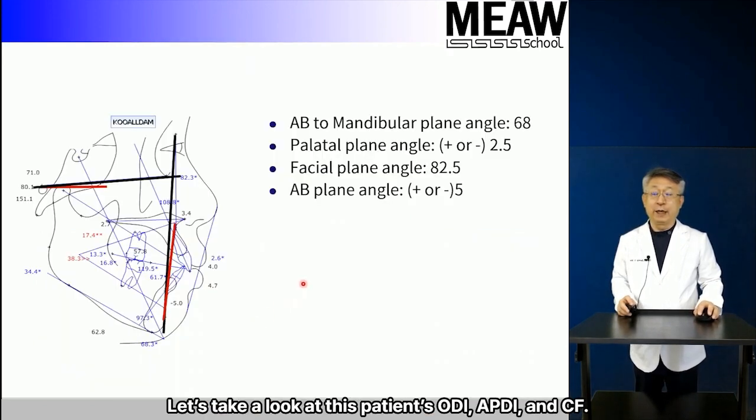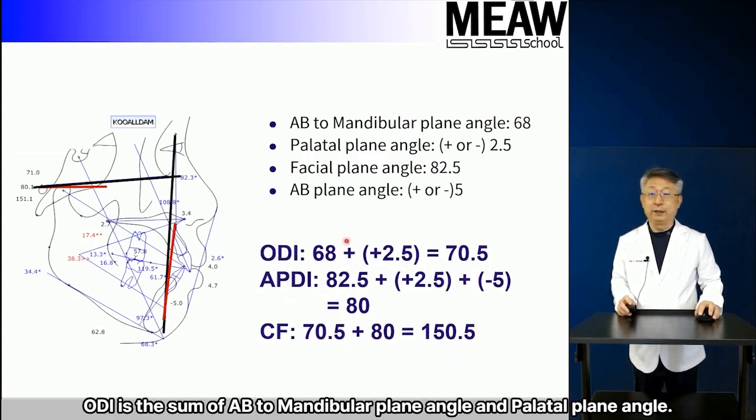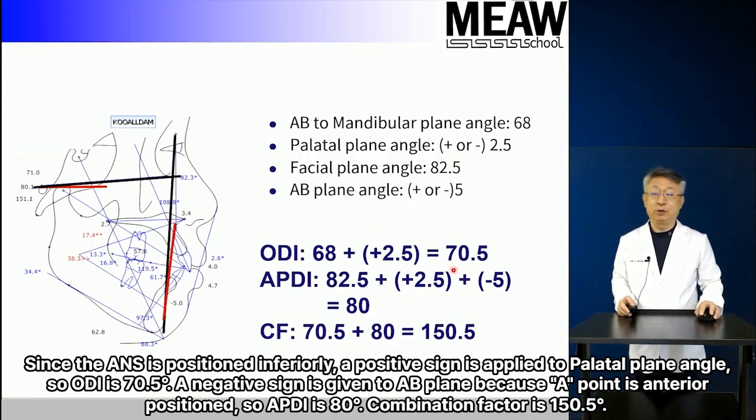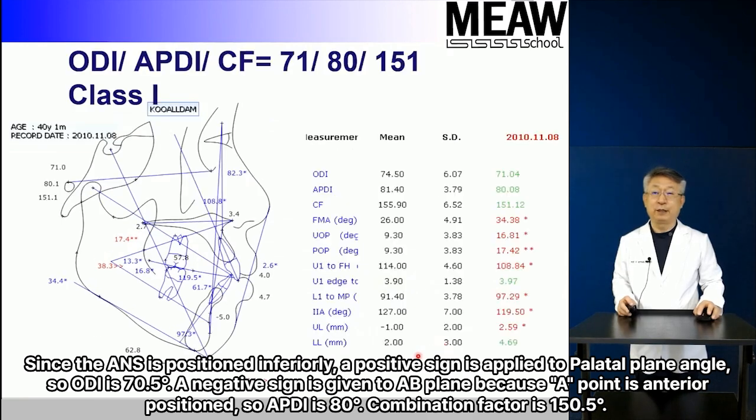Let's take a look at this patient's ODI, APDI, and CF. ODI is the sum of AB to mandibular plane angle and palatal plane angle. Since the ANS is positioned inferiorly, a positive sign is applied to palatal plane angle, so ODI is 70.5. A negative sign is given to AB plane because A point is anteriorly positioned, so APDI is 80. Combination factor is 150.5.